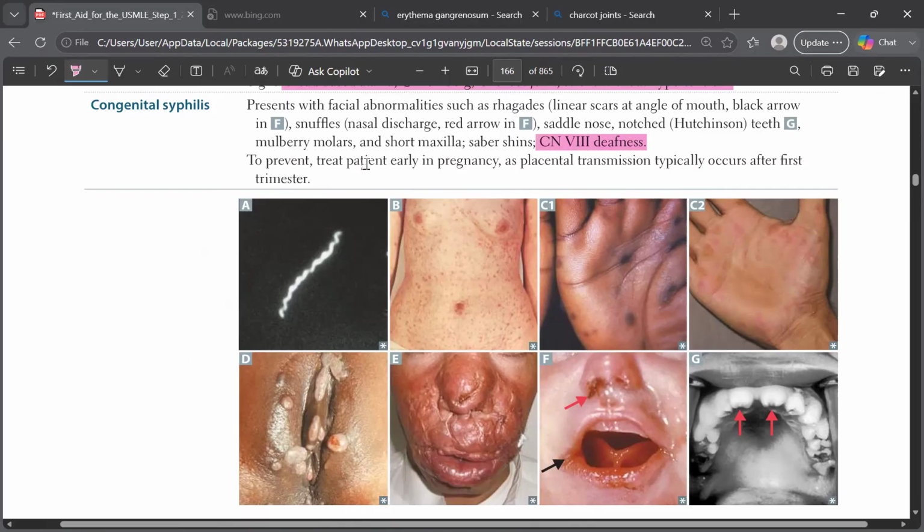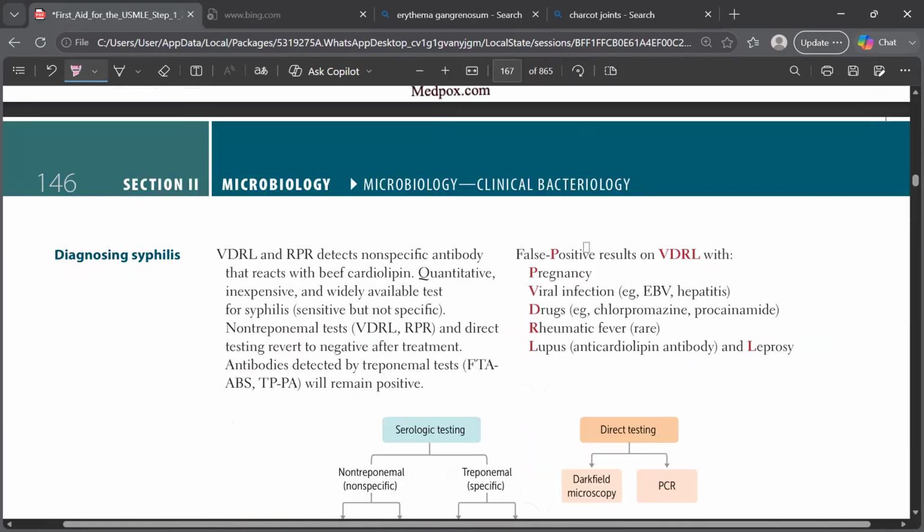To prevent it, treat patients early in pregnancy, as placental transmission typically occurs after the first trimester.